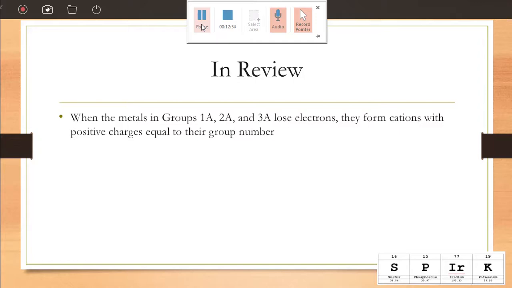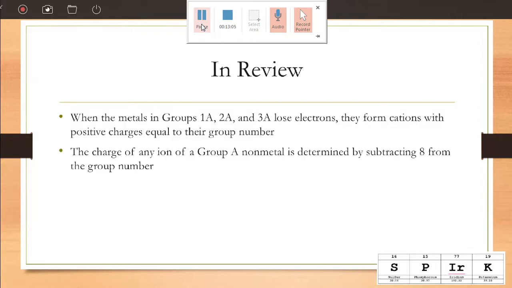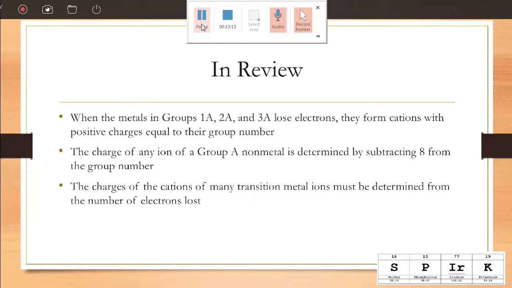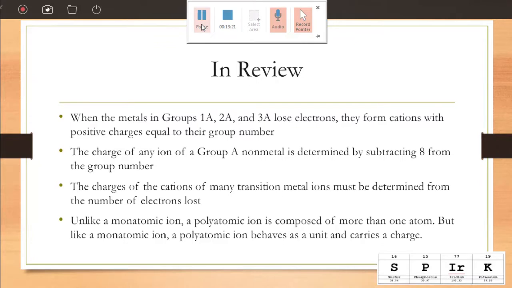So in review, when the metals in groups 1A, 2A, and 3A lose electrons, they form cations with positive charges equal to their group number. The charge of any ion of a group A nonmetal is determined by subtracting 8 from the group number. The charges of the cations of most transition metal ions must be determined from the number of electrons lost. And unlike a monatomic ion, a polyatomic ion is composed of more than one atom. But like a monatomic ion, a polyatomic ion behaves as a unit and carries a charge.